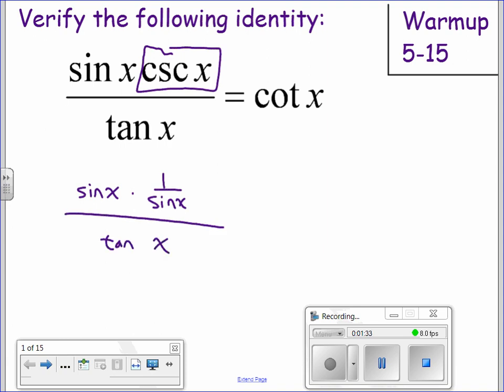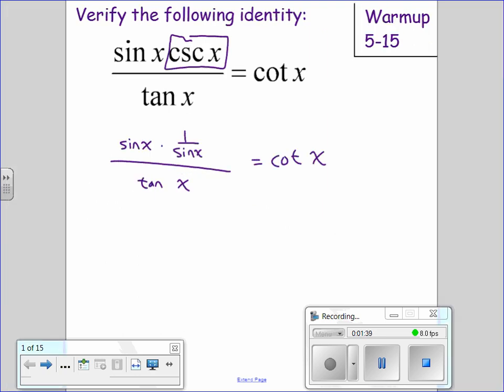So I'm only working on the left, so my right-hand side I can just remain unchanged. My right-hand side is cotangent x. So hopefully you're seeing how this is going to work out very easily here. The sine is going to cancel the other sine, leaving me with 1 over tangent x on the left.